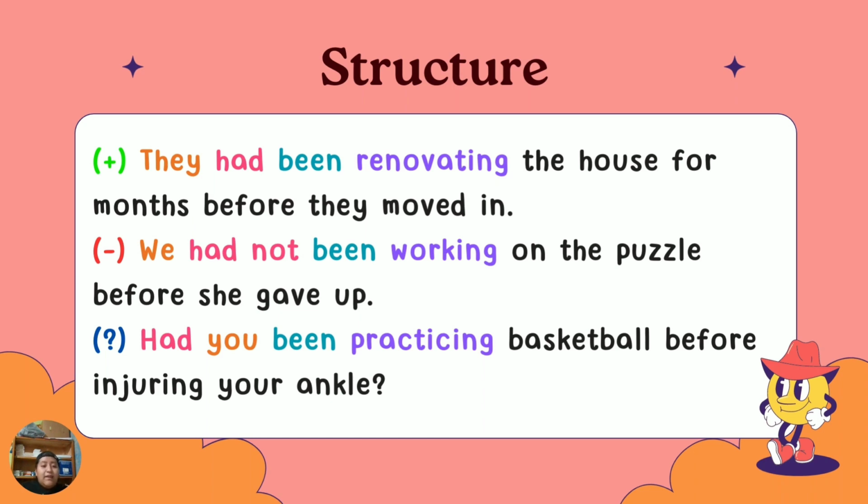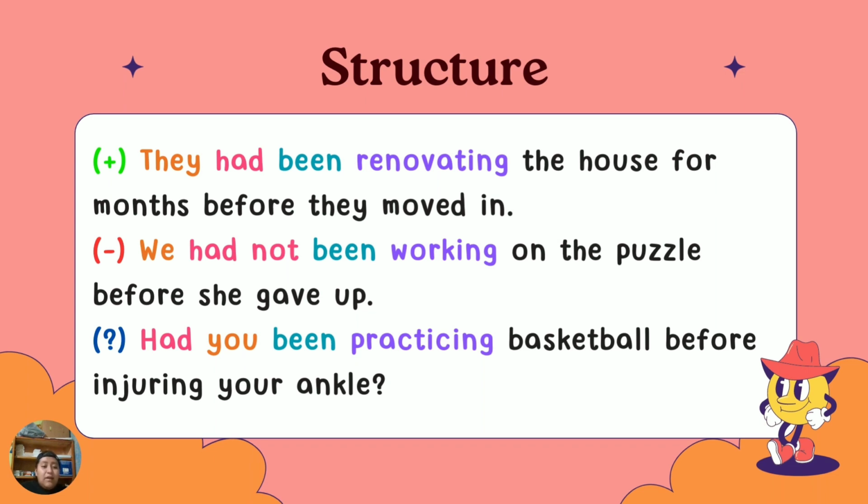Next example, in the negative form. We had not been working on the puzzle before she gave up. The subject, we, the auxiliary verb in the negative form, had not, the second auxiliary verb, been, and the main verb with the ing termination, working, and the complement.